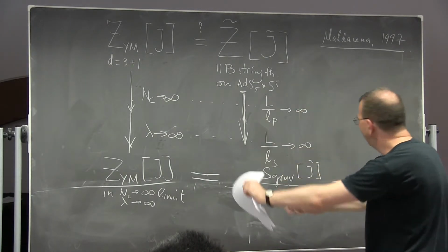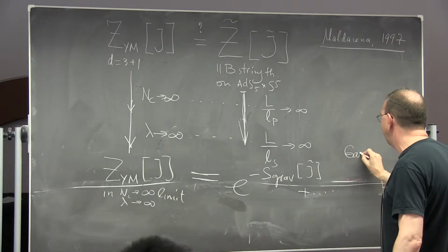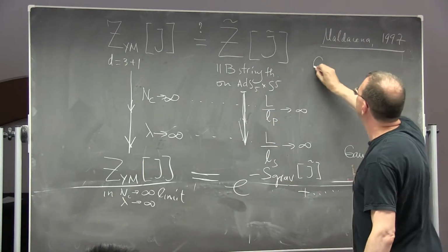So this limit is called gauge-gravity duality. So this is gauge-string duality.